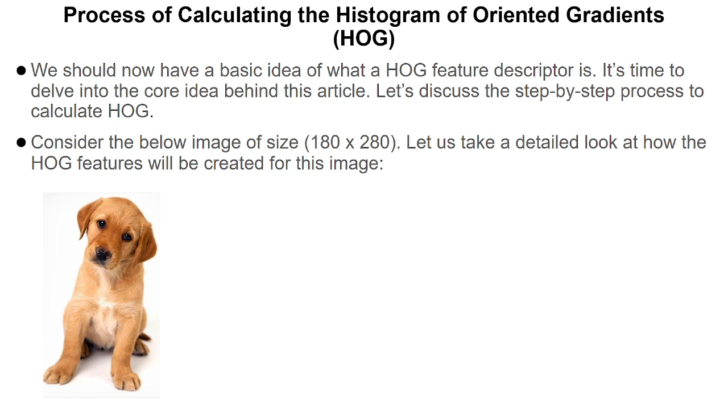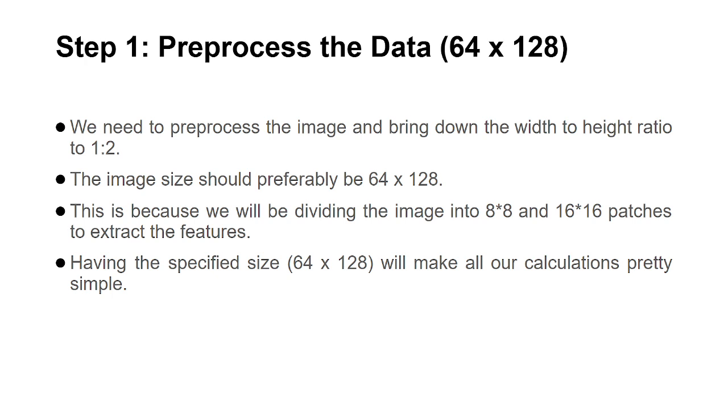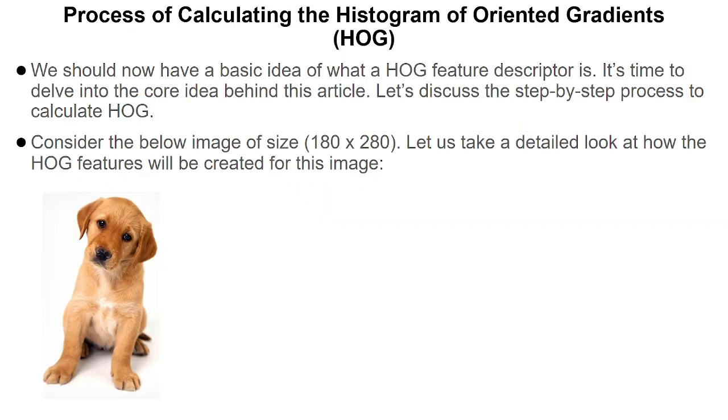Here we can consider an image of 180 by 280 pixels, and we'll look in detail at how the HOG features are created for this image. That will continue in the next video, which will explain how the HOG algorithm is used to extract image features.